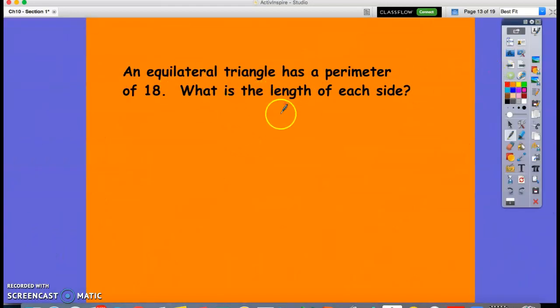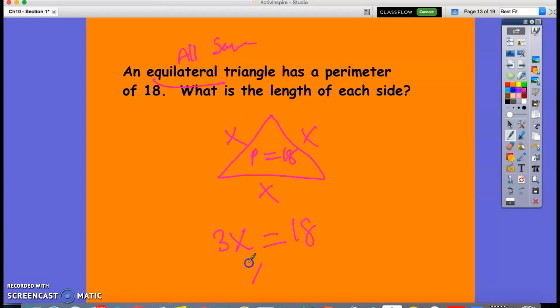Now it says an equilateral triangle has a perimeter of 18. What is the length of each side? So equilateral, right? So that means all sides are the same length, right? So the perimeter is 18. So I can say this is x, this is x, this should be x as well, right? So 3x equals 18. So x equals 6. So each side is 6 centimeters long.